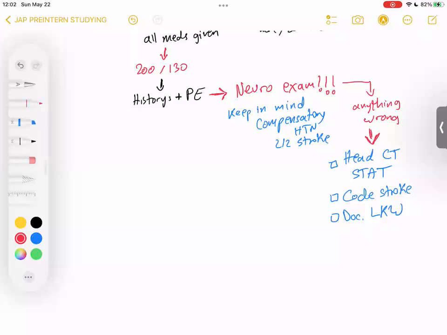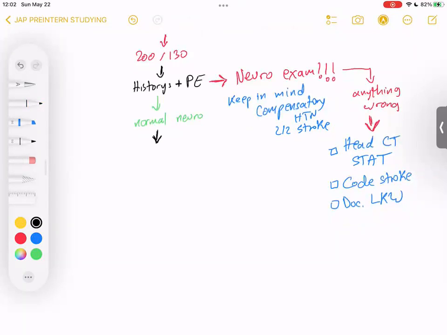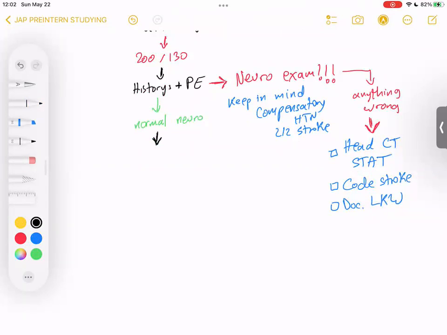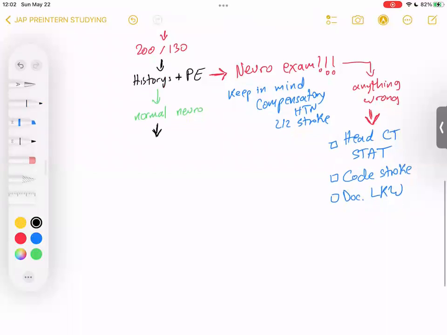So now let's say the neuro exam was normal. Okay, so now what are you going to do? So you do your exam, the patient's 200/130, and they're not having a stroke. So now you want to do something, right? You want to give them some medications. So what do you want to give and how do you want to give it? And how much do you want to lower it? Do you guys know?